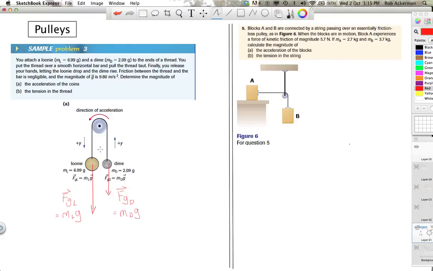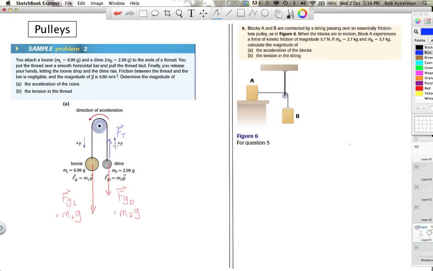And the other force, of course, there's a string here, so there's tension in the string. I'll put that in a different color. We have tension. The tension always points along the string. So in this case, it would be up. This one's going to be Ft.